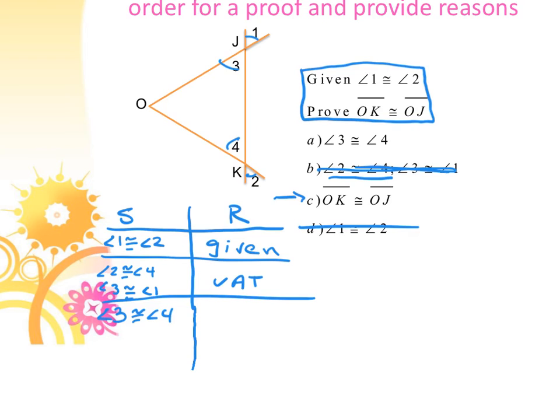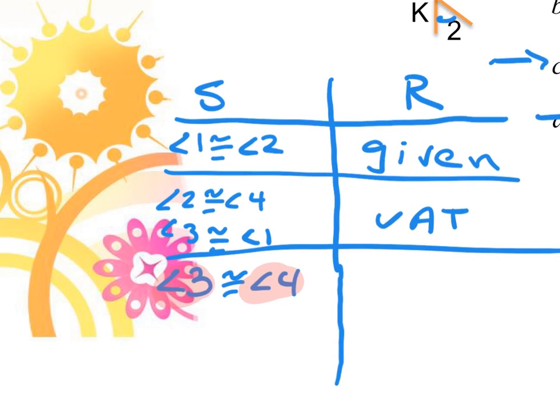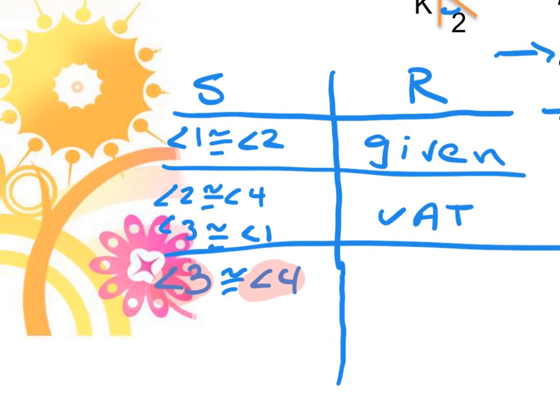Okay. Talk to me about how you saw it. Because we need to make the connection between 3 and 4. It's because we know that angle 2 is congruent to angle 4. Mm-hmm. 3 is congruent to angle 1. And we also know that angle 2 is congruent to angle 1, which makes angle 3 congruent to angle 4. Okay, let me just reiterate what she said.